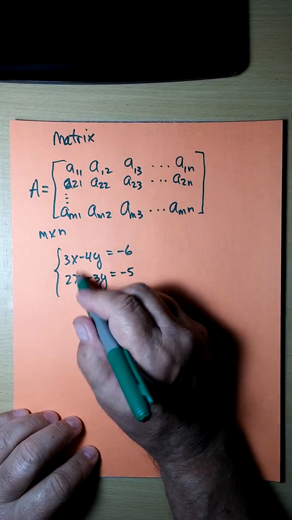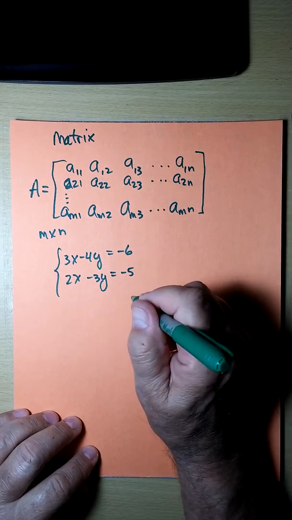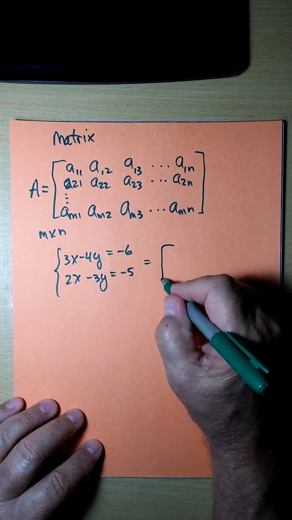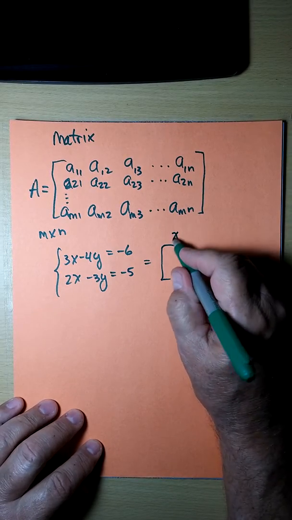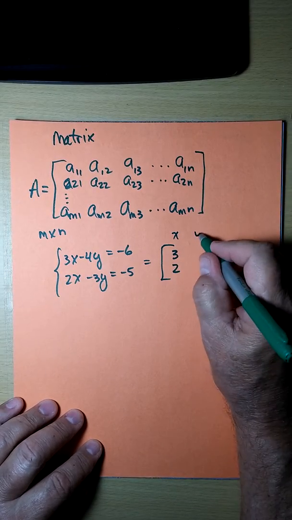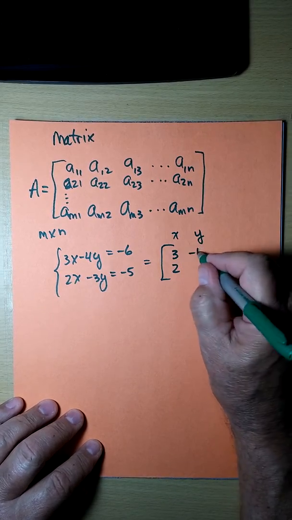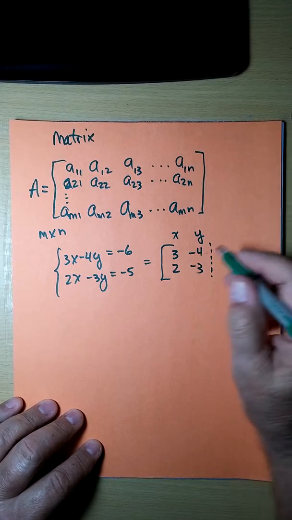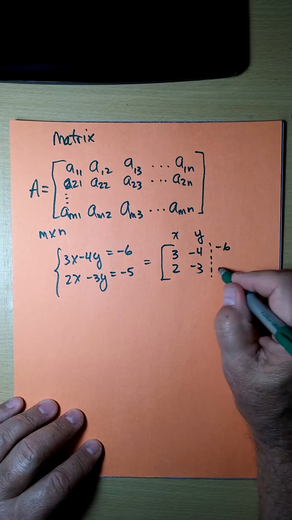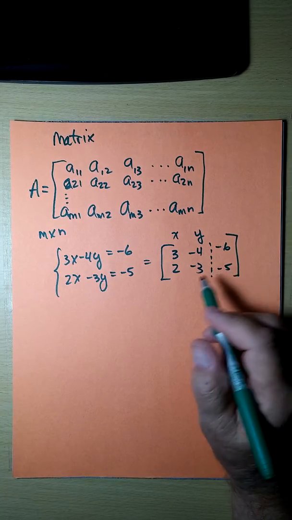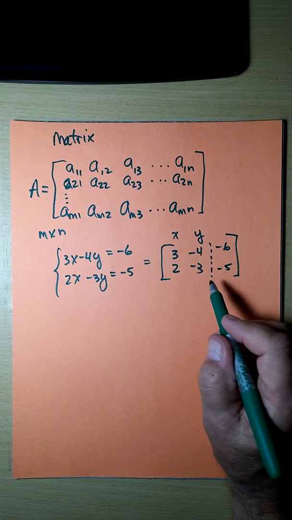It's important to get the x, the y, equals constant, because this is going to be our matrix. We use the x column just with the coefficients 3 and 2, the y column just with the coefficients negative 4 and negative 3, and we'll augment that with this equals column, negative 6 and negative 5. This is called an augmented matrix.